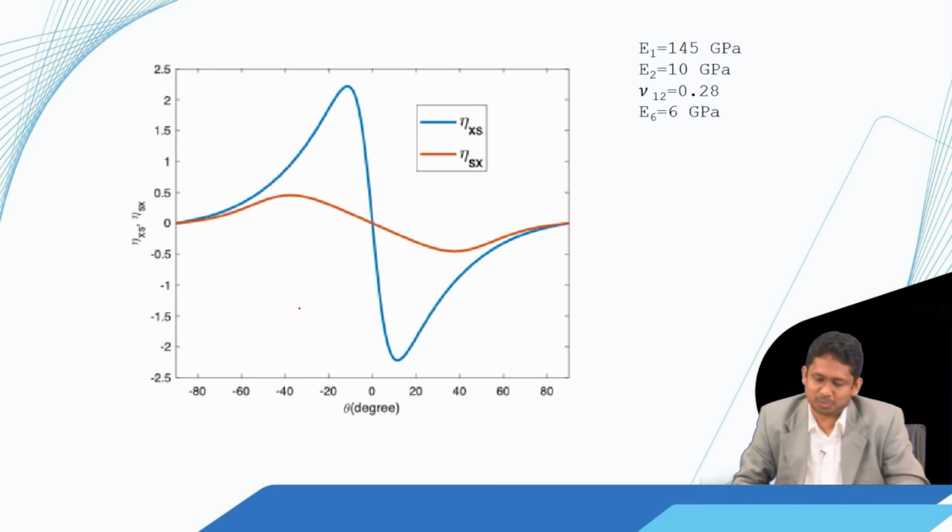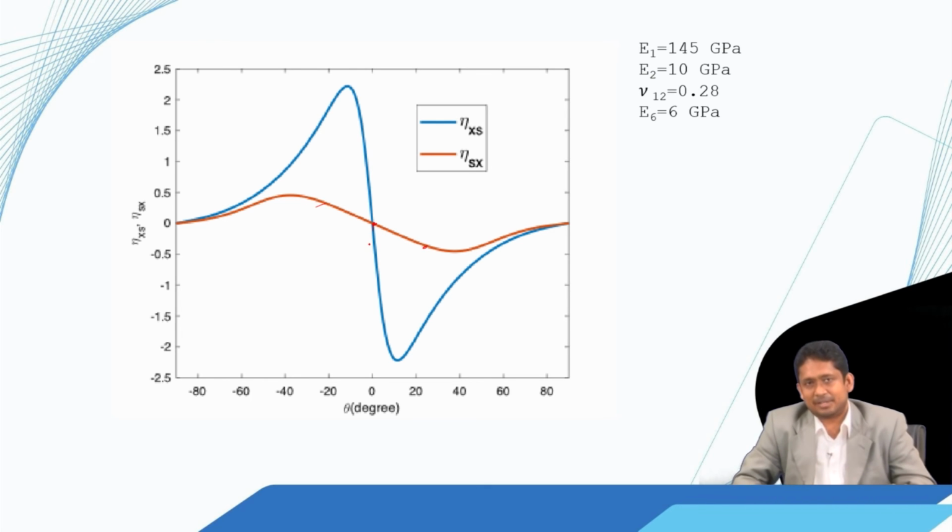Now, let us go to the coupling terms eta x s and eta s x. We have seen that these are odd functions of m and n, odd functions of theta. So, this is antisymmetric with respect to theta equal to 0. Whatever value we have for a certain theta, for negative theta we have just the negative of that value.